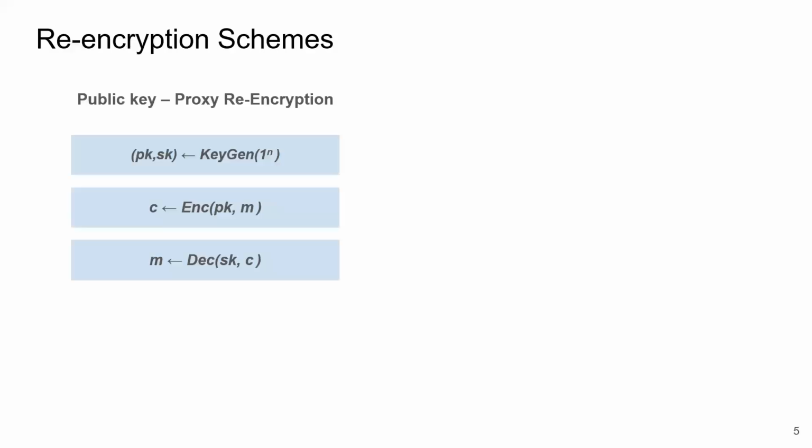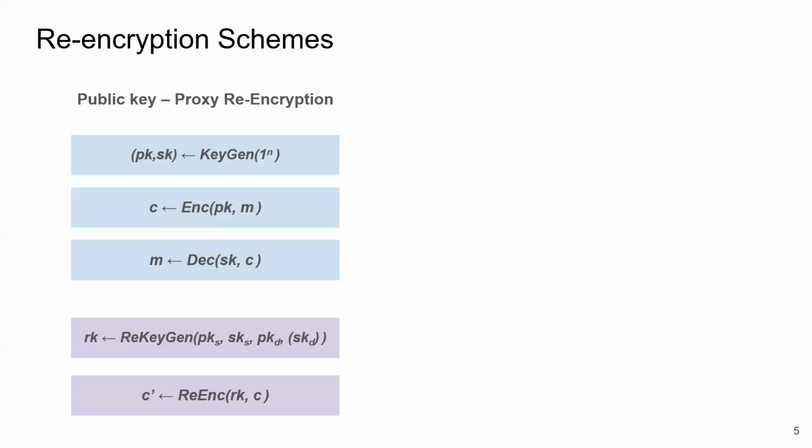Okay, so a little bit more then about the syntax of these schemes. As I mentioned, proxy re-encryption is a public key scheme. So it has the basic key gen, encryption, and decryption. Then you have 2 additional algorithms, which are a rekey generation algorithm, which takes key information about the source keys and the destination keys and allows you to generate a re-encryption key. And then a re-encryption algorithm, which would take that re-encryption key and a ciphertext and then transform to a new ciphertext, which is encrypted under the destination key.